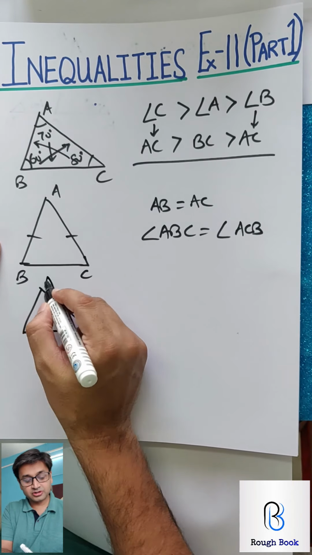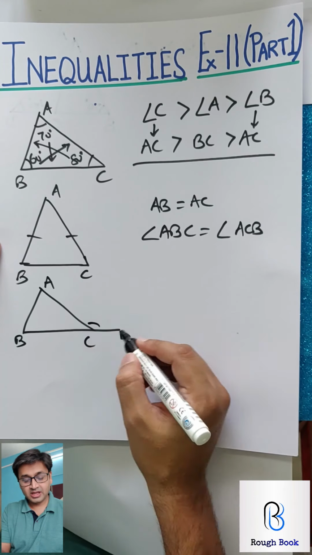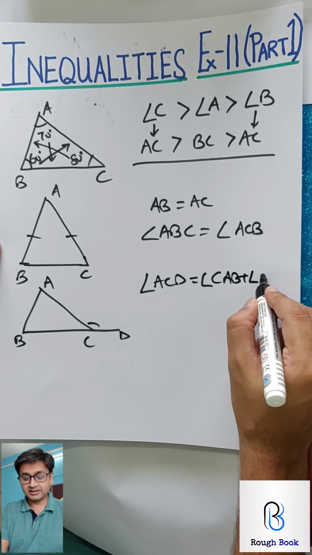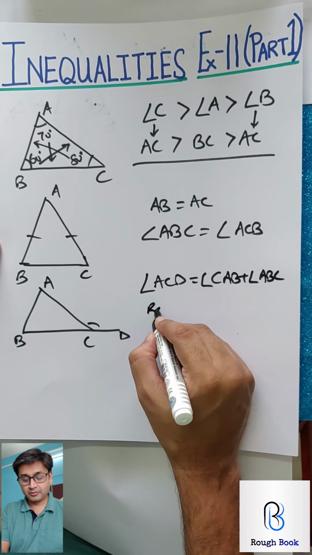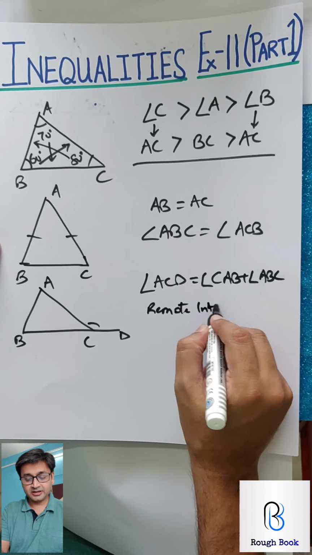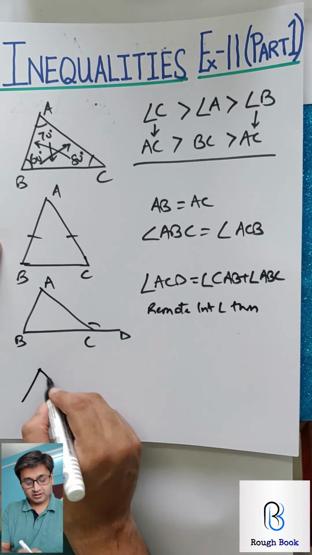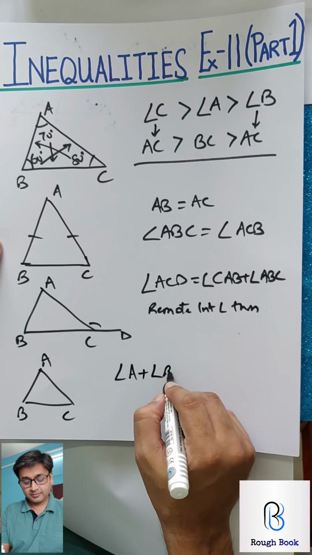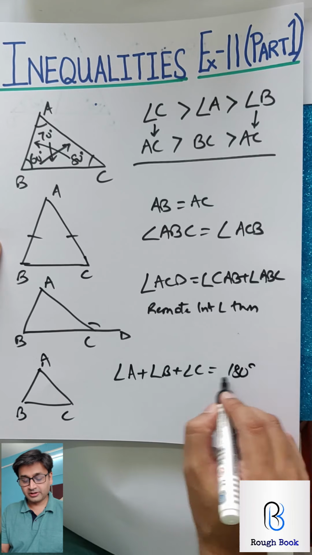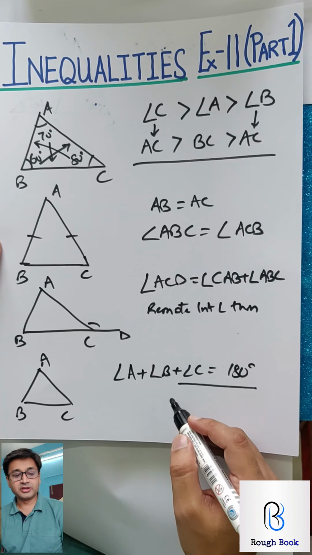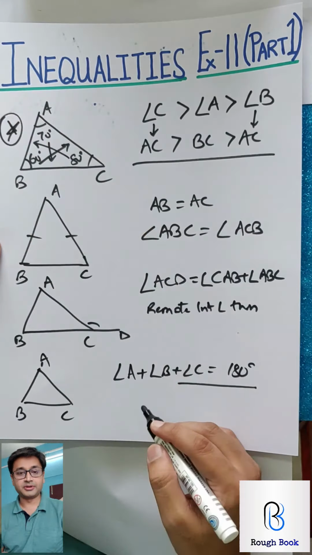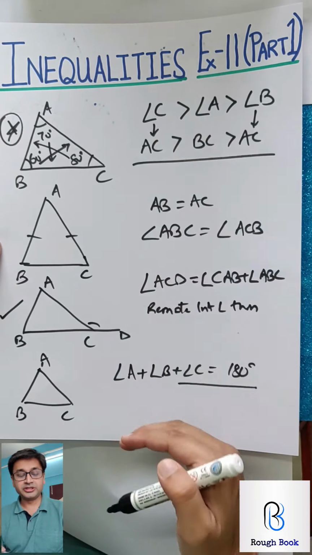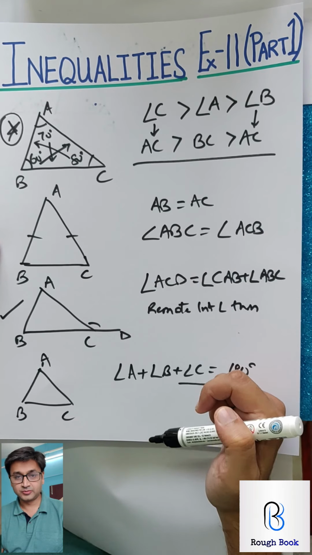Then the next one we used was the remote interior angle theorem. That is, angle ACD is equal to CAB plus ABC. That is the remote interior angle theorem. And the third one, angle sum property. If you have a triangle ABC, then angle A plus B plus C is always equal to 180. So these 4 major properties, out of which this is the main trump in this topic. These two are also used greatly as well. If you know these 4 properties, then the flow is going to be very smooth for all of us.